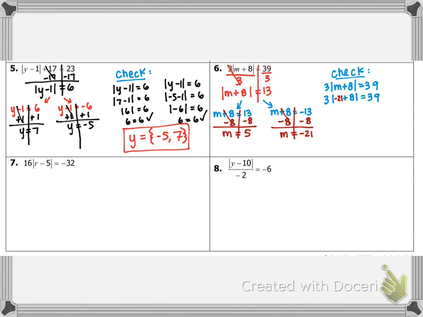And then we need to check negative 21. So I'm going to plug in negative 21. Negative 21 plus 8 is negative 13. The absolute value of negative 13 is positive 13. So I'm multiplying those. Again, the 3 times 13, which is 39. So both of them work.